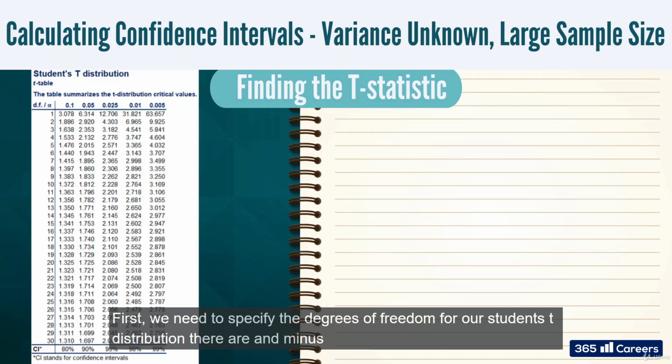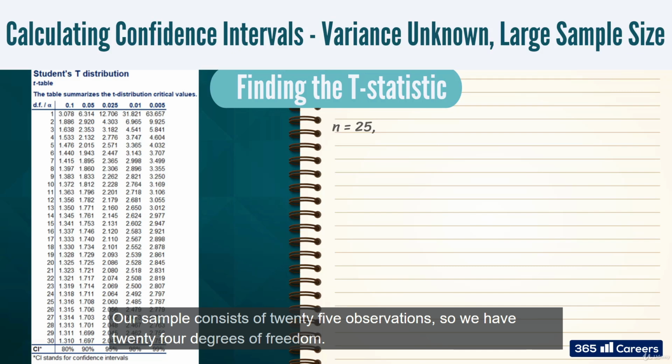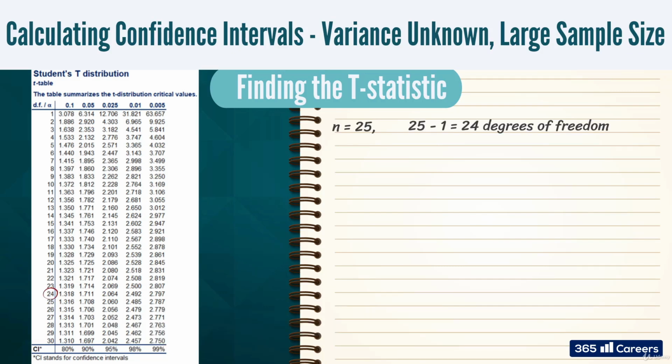First, we need to specify the degrees of freedom. For our student's t-distribution, there are n-1 degrees of freedom. Our sample consists of 25 observations, so we have 24 degrees of freedom.